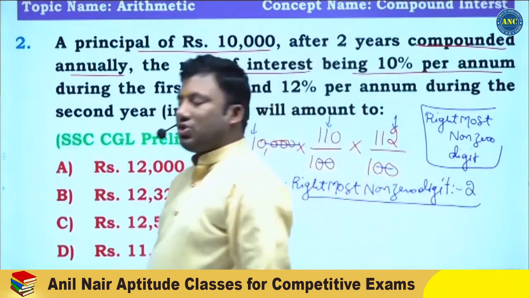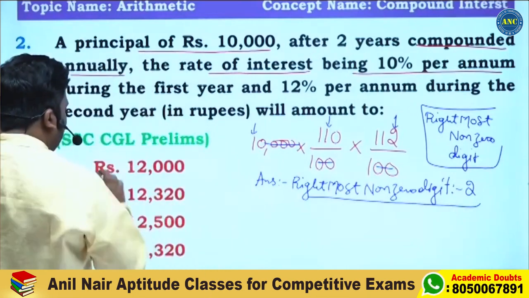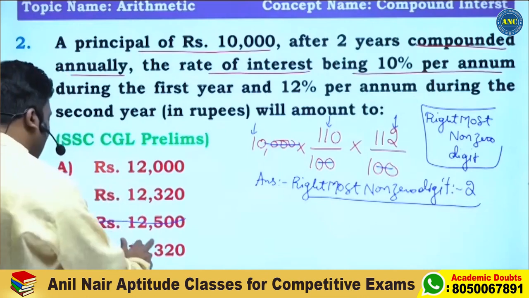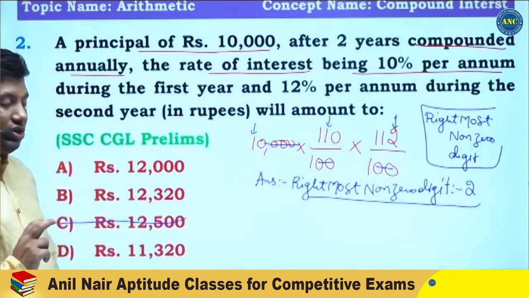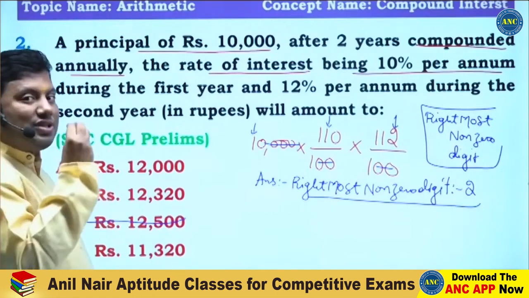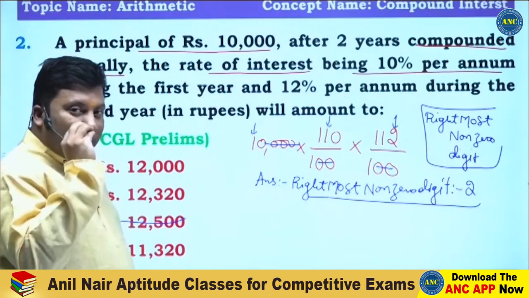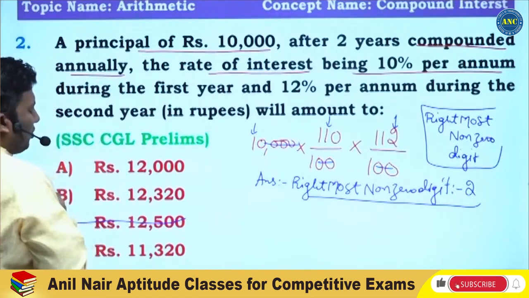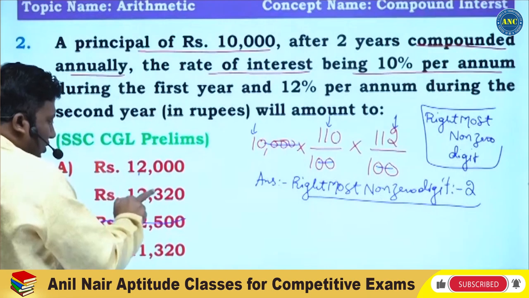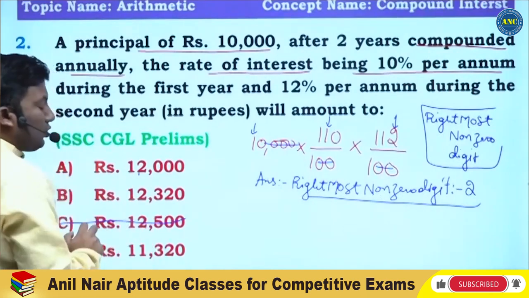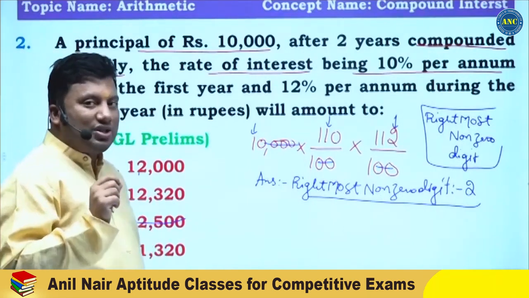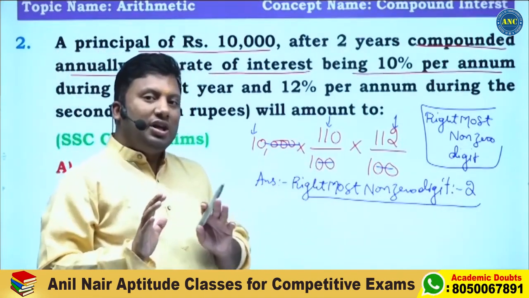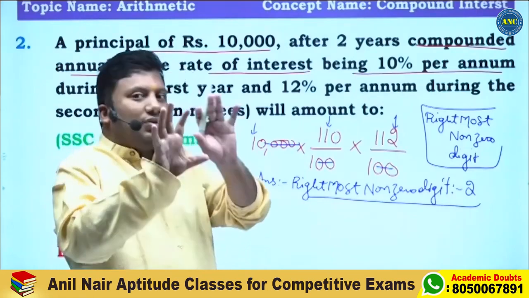Check where the rightmost non-zero digit is 2. Here it is 2. Here it is 2. Here it is 5. This cannot be the answer. Here the rightmost non-zero digit is 2. Now, before using the rightmost non-zero digit, the first thing you should ask is, is there more than one answer option where the rightmost non-zero digit is 2? Here it is 2. Here it is 2. Here it is 2. If more than one answer option has the same rightmost non-zero digit, then the rightmost non-zero digit should not be used as the first way of solving.